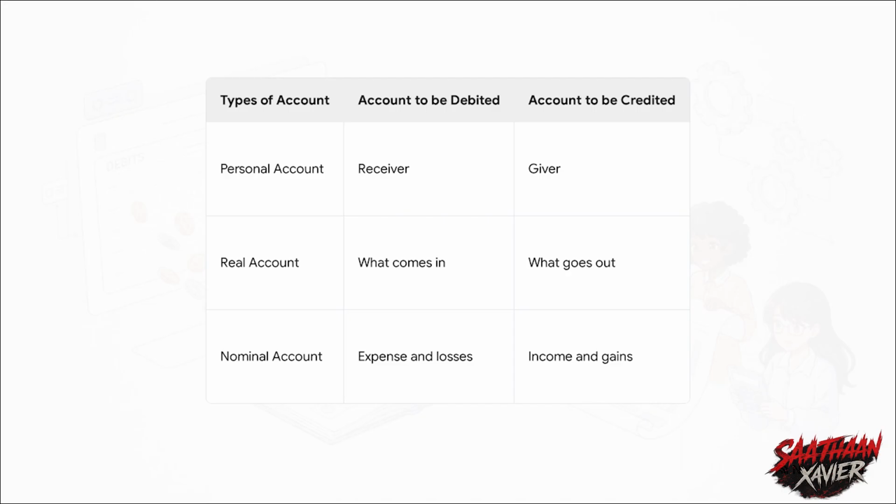A great memory trick is this. Personal accounts are people giving and receiving gifts. Real accounts are physical objects coming in and out of a door. And nominal accounts are just names on a bill, expenses you pay or income you receive.